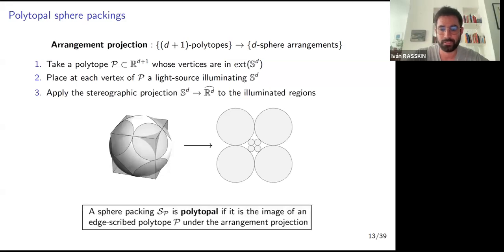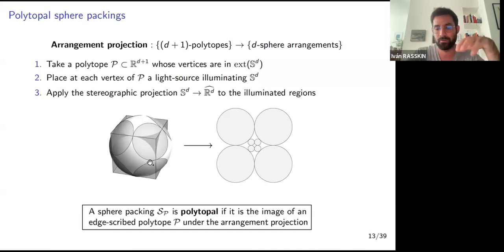We're going to say that a sphere packing is polytopal if it's the image of an inscribed polytope under the arrangement projection. So we start from a polytope where every edge is tangent to the sphere, and we get a collection of spheres that is going to be a packing. We're going to have more structure than just a packing.